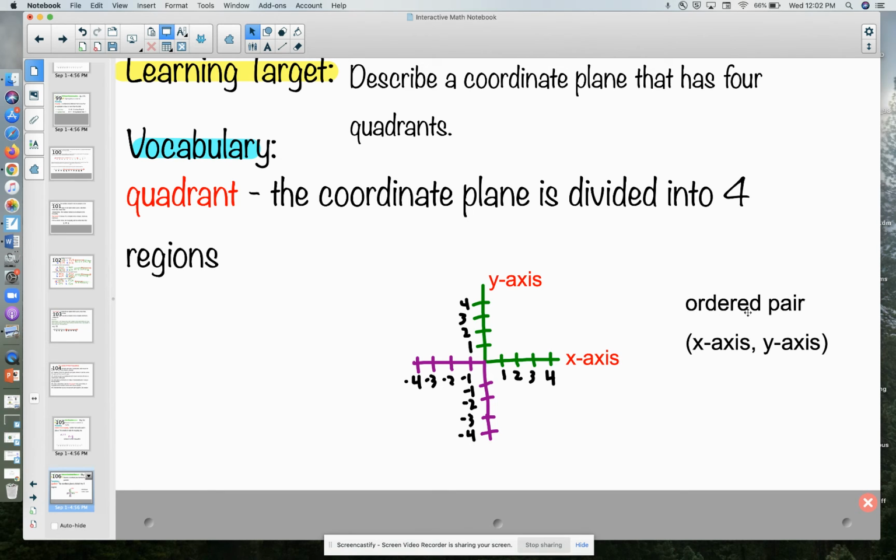You talked about ordered pairs. The first number is always on the x-axis. The second number is always on the y-axis. So say you had 3 and 2. So 3 on the x-axis here, 2 on the y. So right over here. That would be 3, 2. And then we would write it in there. 3, 2.